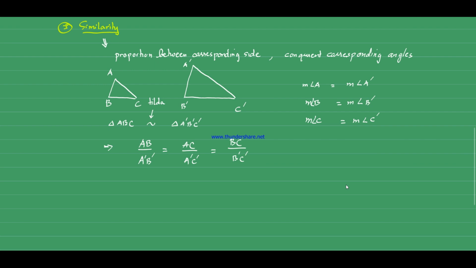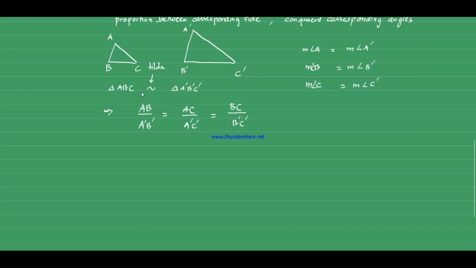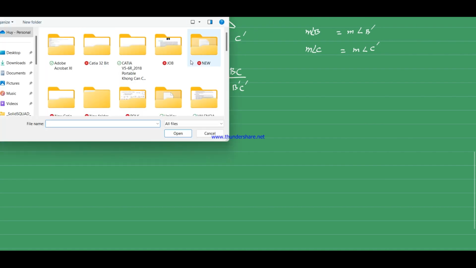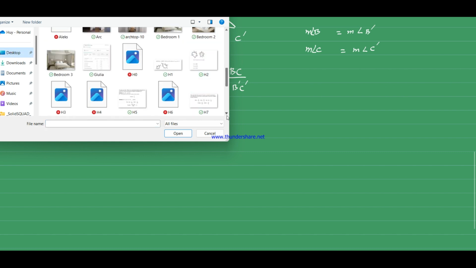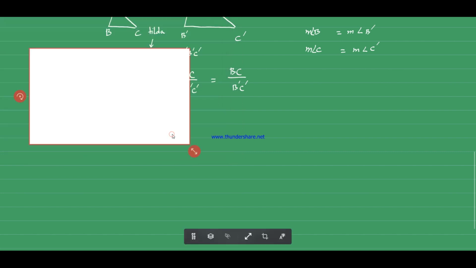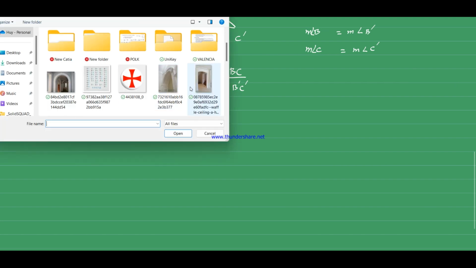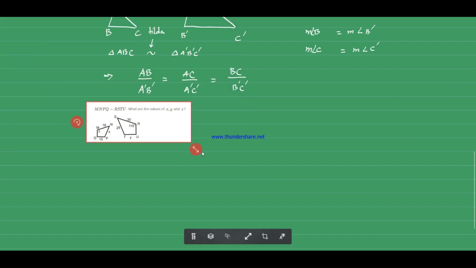All right, now let me start with our first example. Let's see if we can use the proportion to calculate the measure of the sides or not. Example number one. Let's see, I believe it should be this one. Okay, so I have an example like this.